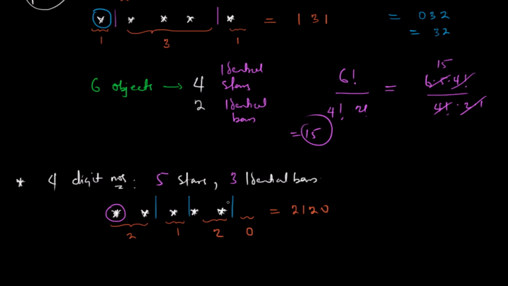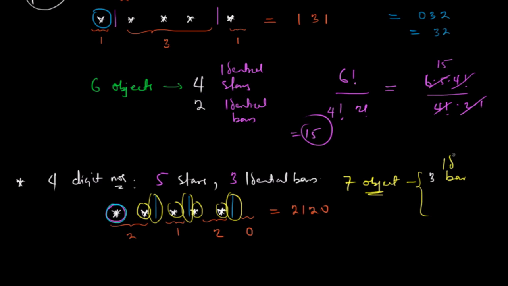So how many 4-digit numbers can I have with a sum equal to 5? Since the first is fixed, we consider only the remaining ones: 1, 2, 3, 4, 5, 6, 7. So we want the total number of ways of arranging 7 objects. How many bars do they contain? 3 identical bars. And how many stars? 1, 2, 3, 4. So it contains 4 stars.